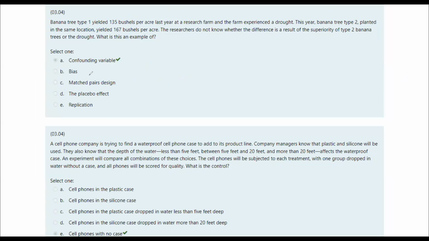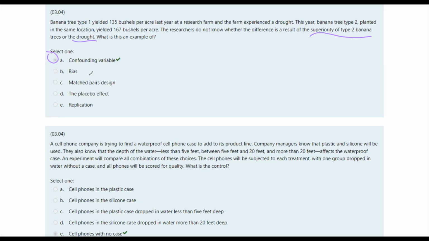All right, anyways, banana tree type 1 had 135 bushels last year. This year it has 167 bushels. Researchers do not know whether the difference is a result of the superiority of banana 2 or the drought. Is this an example of a confounding variable? Yes, because we're not sure. A confounding variable is something else that affected the dependent variable that you didn't think about. So the drought might be the result, or it might just be because banana 2 is better.